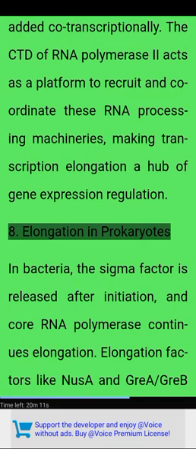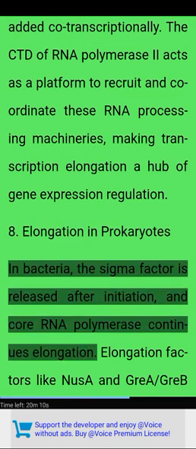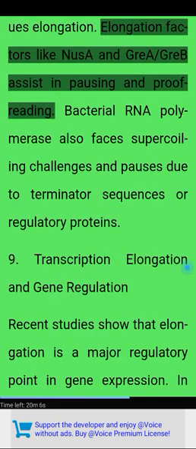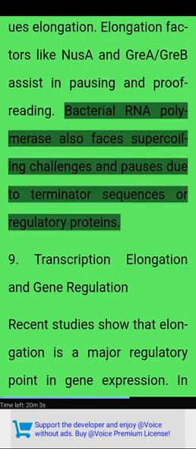8. Elongation in prokaryotes. In bacteria, the sigma factor is released after initiation, and core RNA polymerase continues elongation. Elongation factors like NusA and GreA assist in pausing and proofreading. Bacterial RNA polymerase also faces supercoiling challenges and pauses due to terminator sequences or regulatory proteins.